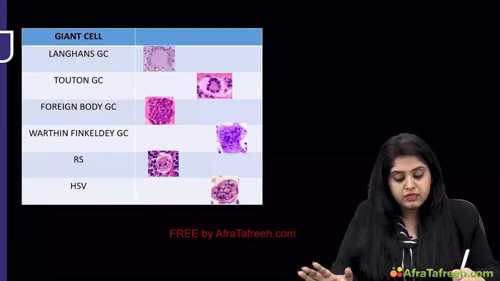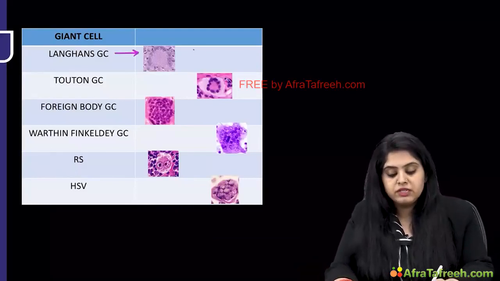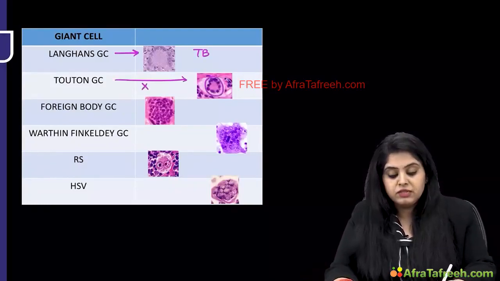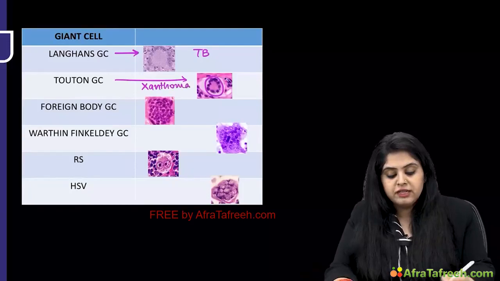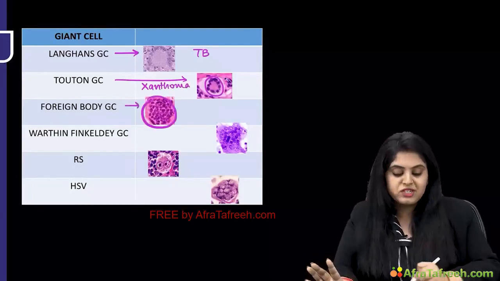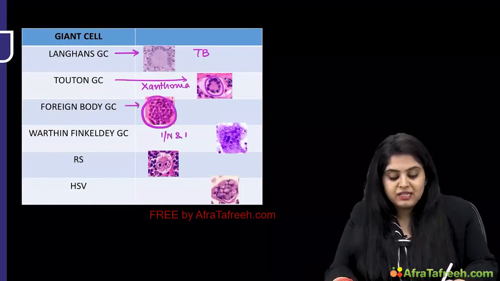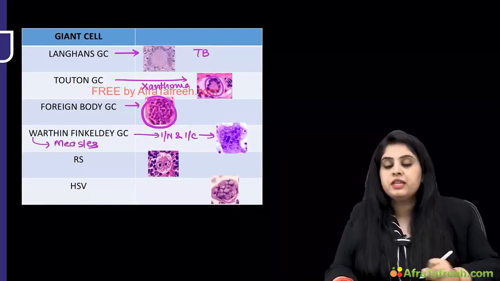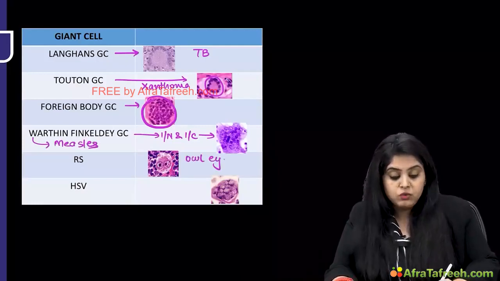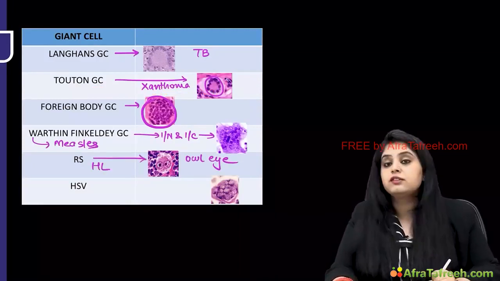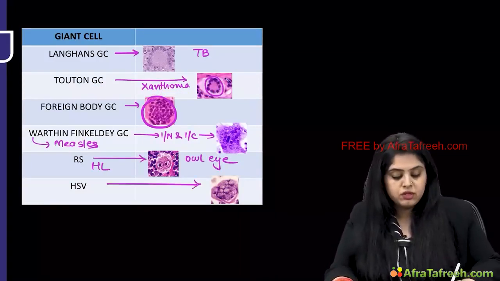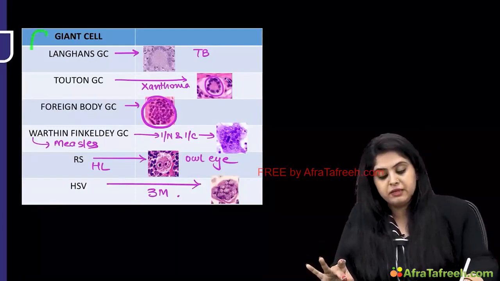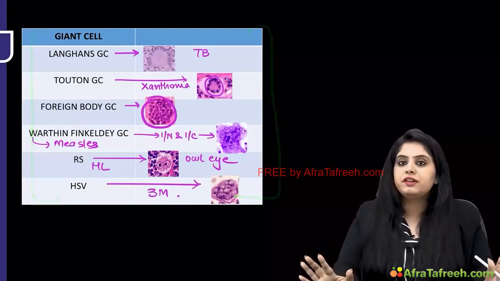So if you want to do a very quick recap, when you see the horseshoe shape arrangement, it is the Langhans giant cell that you see in TB. When you see this wreath-like arrangement, fatty, it means you're dealing with the xanthoma Touton giant cells. When you see no arrangement at all, foreign body giant cell. When you see intranuclear and intracytoplasmic inclusions, Warthin-Finkeldey giant cell, the reverse of W, you saw it in measles. When you saw the very famous owl eye appearance, which you see in Reed-Sternberg cells, Hodgkin's lymphoma. And as soon as you talk about herpes, you are going to have 3 M's, that is multinucleation, molding and margination. That is your final table for all the giant cells. So giant cell image fest done.